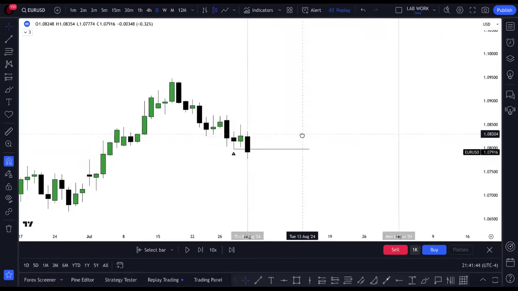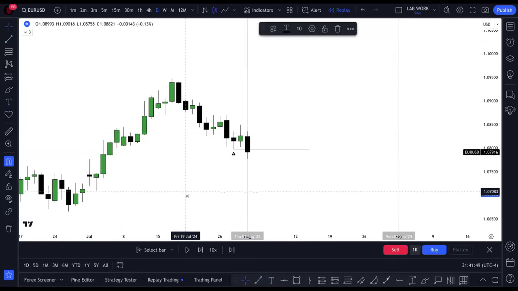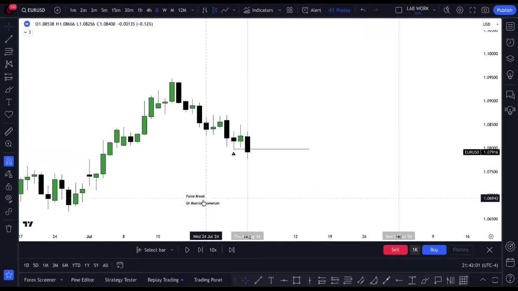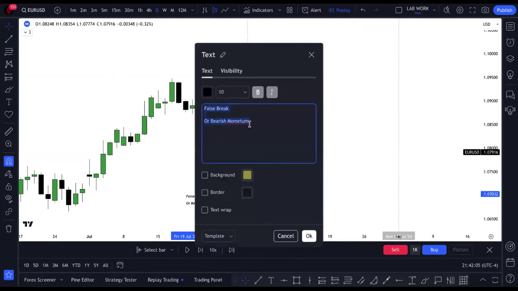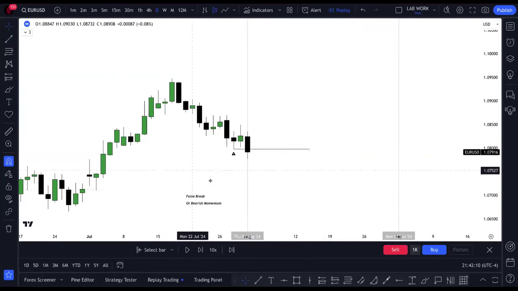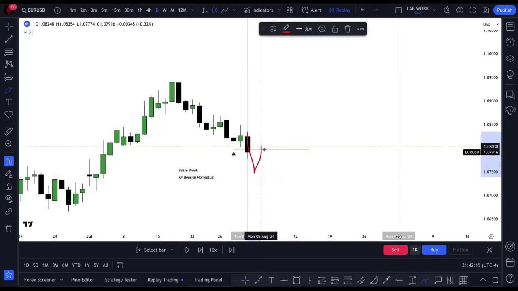I'm like, okay, this could only be two things. It's black and white. It could only be two things. This could be a false break or bearish momentum. It could only be two things, one or the other. It's either going to continue to go down or it's going to now change trend.